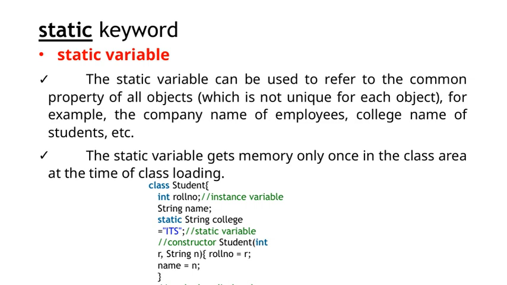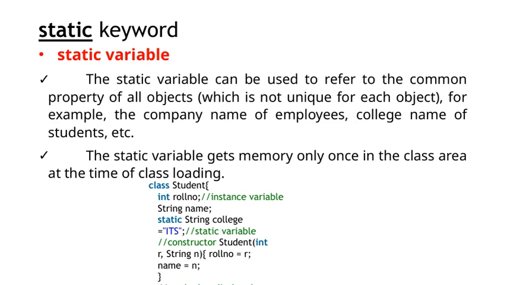One important point to remember is that static variables get allocated memory only once, and that happens in the class area when the class is loaded. So, no matter how many objects you create, there's only one copy of the static variable.